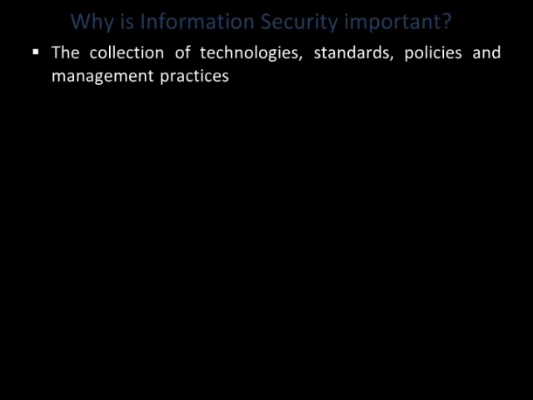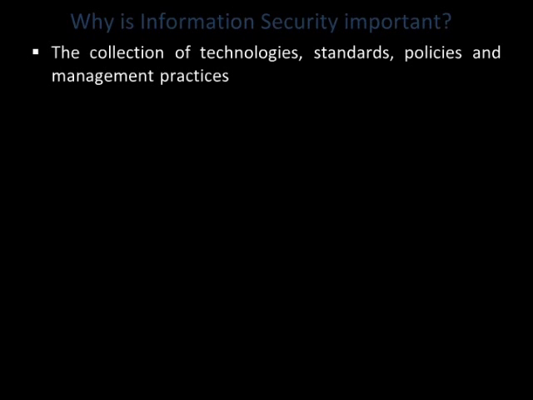Information security is the collection of technologies, standards, policies, and management practices that are applied to information to keep it secure. In today's high-technology environment, organizations are becoming more and more dependent on their information systems. The public is increasingly concerned about the proper use of information, particularly personal data. But why is it important to secure information? And how should its security be managed?